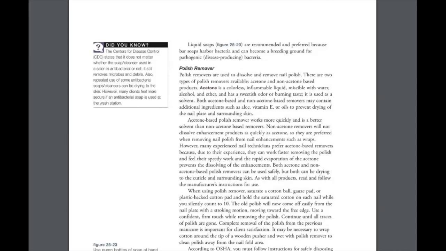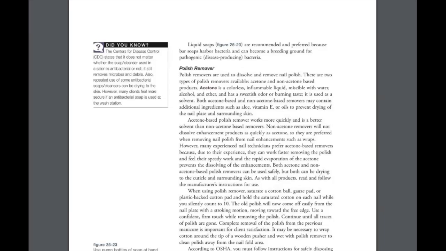According to OSHA, you must follow instructions for safely disposing of used chemicals. Do not pour them down the sink or the toilet, throw them on the ground or down outside drains, or pour them onto cotton balls. Some chemicals have specific disposal requirements. Let me give you an example. Liquid acetone must be saved in a fire department approved metal container and disposed of as a hazardous waste.